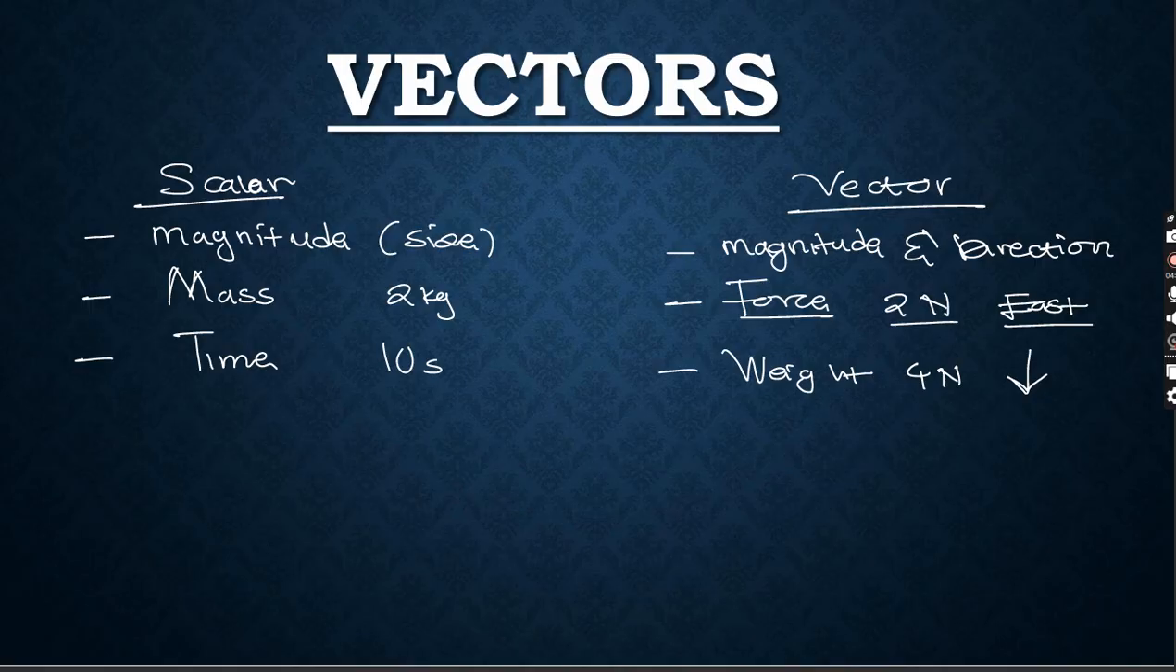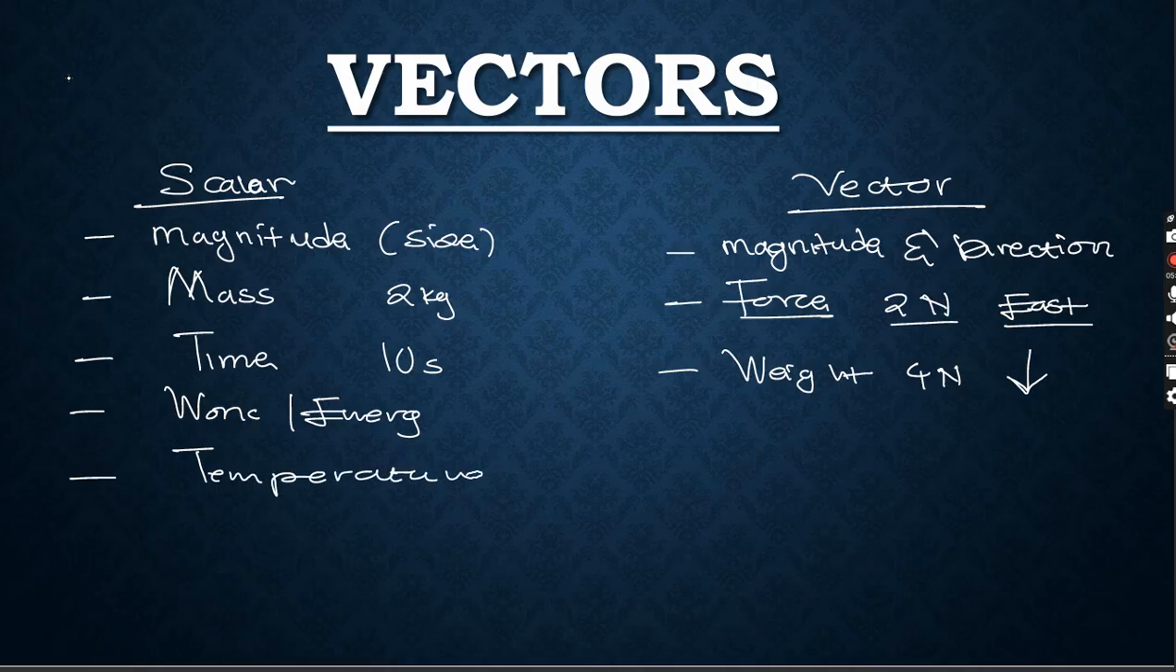Other examples, guys, I'm just going to give so that you may know. For example, work or energy is a scalar quantity. We have things like temperature. Temperature has no direction, guys. We have distance. There are a lot of things. When we talk of speed, these have no direction.